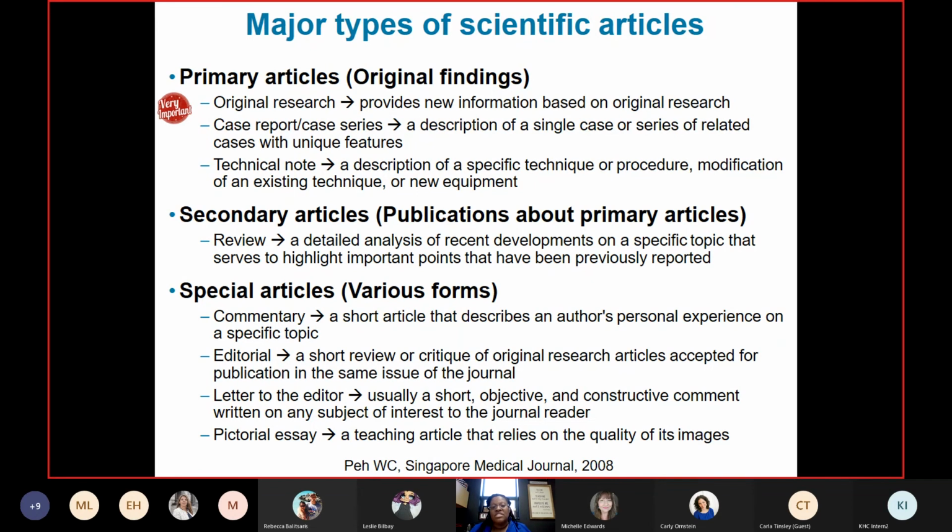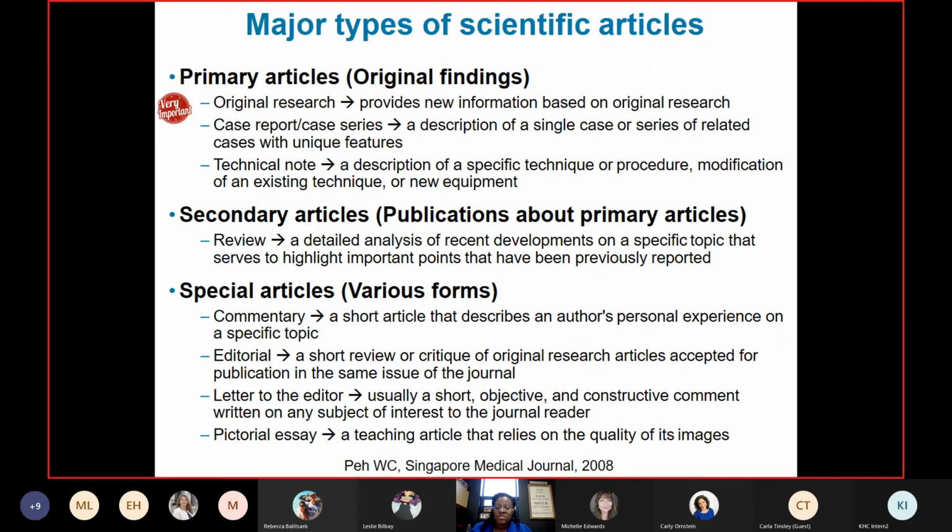And then there are technical notes. This is a description of a specific technique or a procedure that may be used to diagnose lung cancer, for example. We talk a lot right now about low-dose CT, right? A modification of something that already exists, or even a new type of equipment. So all of this newness, right? Those are primary sources, primary type of articles.